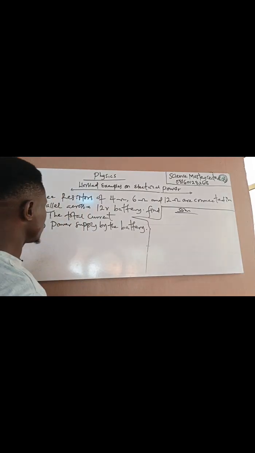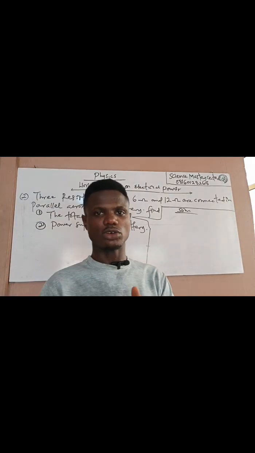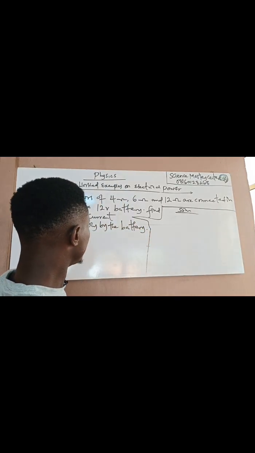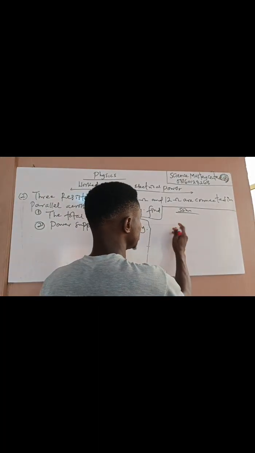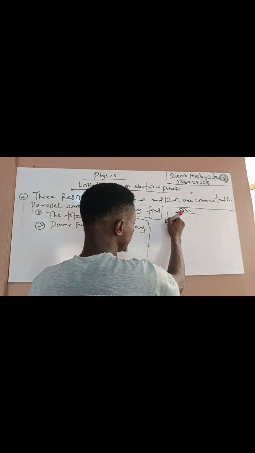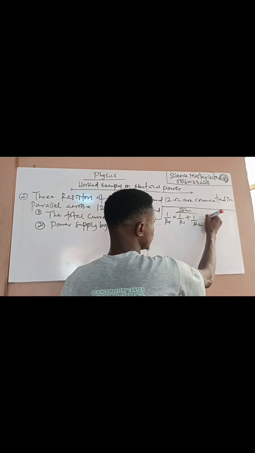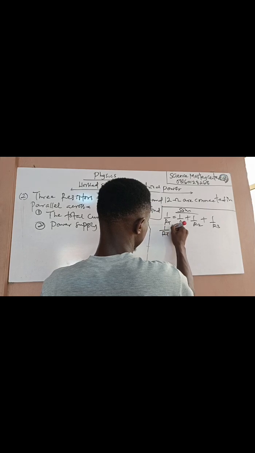Remember that these resistors are connected in parallel. When you talk about parallel connection, the type of connection is always side by side. First and foremost, you have to look for the total effective resistor. So how do we do that? Since it's a parallel connection, we have 1 over RT equals 1 over R1 plus 1 over R2 plus 1 over R3.